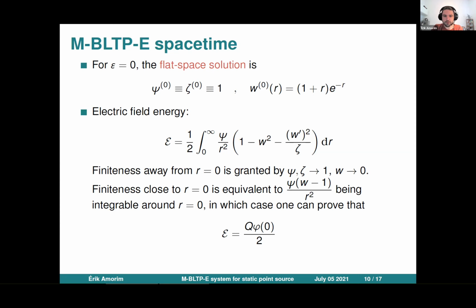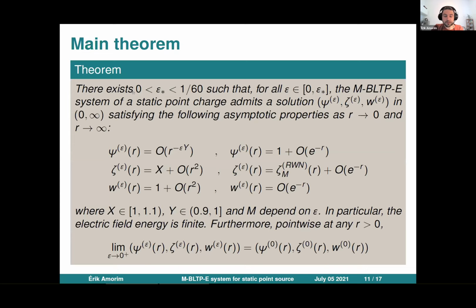So this is the main theorem. There exists a small value epsilon star less than 1 over 60 such that for all epsilon up to that, there is a solution to this system satisfying the following asymptotic conditions. So in the first column is r going to zero and the second column r going to infinity. Let me actually talk about infinity first. You see that the functions psi, zeta, and w approach what they are in the Reissner-Nordström solution with a certain parameter m plus some exponentially small corrections.